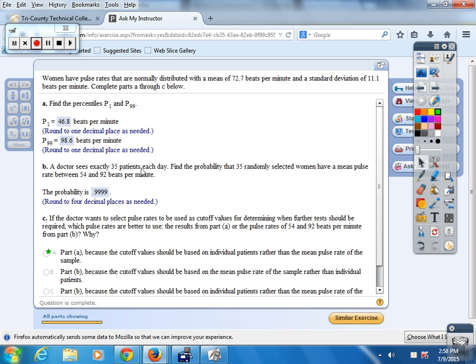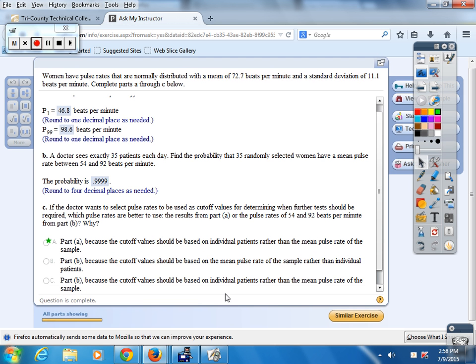I think the answer, to me, what would you rather have? Would you rather have a sample or would you rather have your doctor's patients' data? I'm not going to go there. But anyway, I would say the answer is B. It should be based on individual patients rather than the mean pulse rate of a sample.